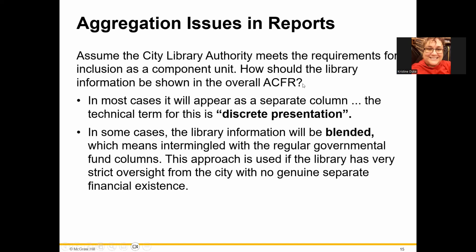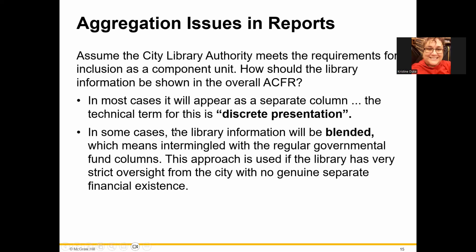Assume the city library authority meets the requirements for inclusion as a component unit. How should the library information be shown in the overall statements? Most of the time it's going to appear in a separate column. They call it a discrete presentation. In some cases it's going to be blended, but more often than not, it's going to be discrete. And the approach used is when the library has very strict oversight from the city with no genuine separate financial existence.